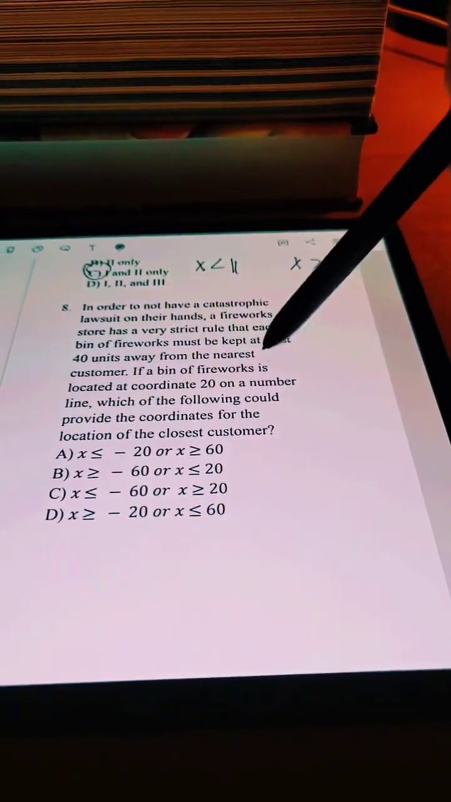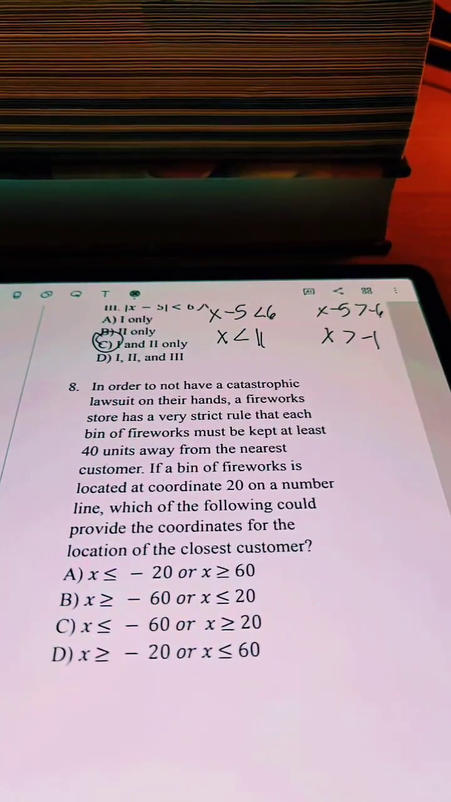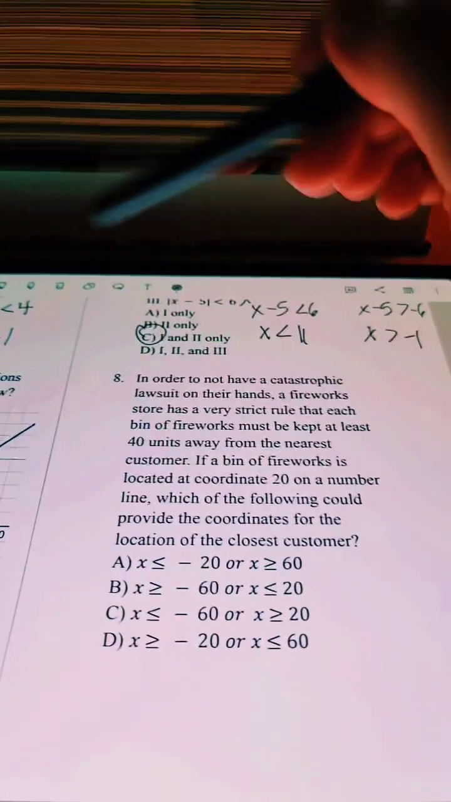Okay. So, is this 7th grade math? This spans several grade levels, the SATs. So this is like digital SAT prep. And this is the absolute value chapter.